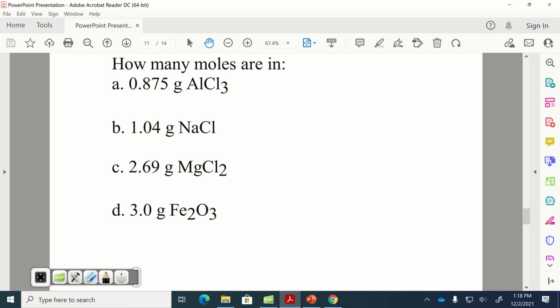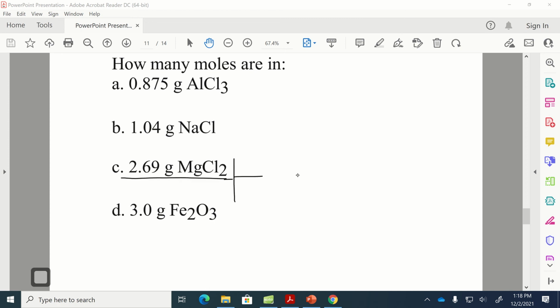Let's say I'm in grams. I'm going to pick a different one so we keep on practicing some molar masses. Let's do this one right here: 2.69 grams of MgCl2. I'm going to just continue from there. So I need to find the molar mass of this.